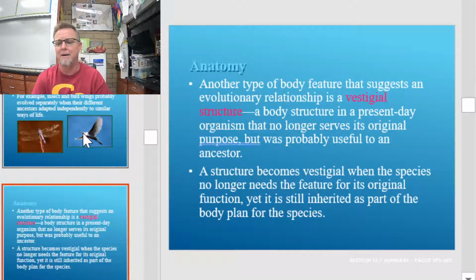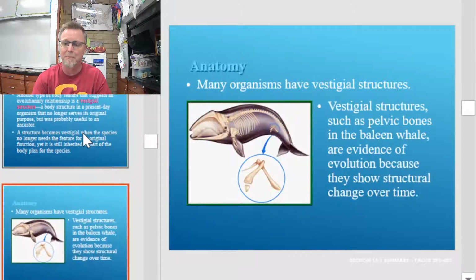Vestigial structures are another case in point of populations changing over time. A vestigial structure is a body structure in a present day organism that realistically serves no purpose, or maybe just doesn't serve its original purpose. As a case in point, let's look at this whale. Whales have pelvic bones back by their tail, and well, whales swim in the ocean, so why do they have pelvic bones?